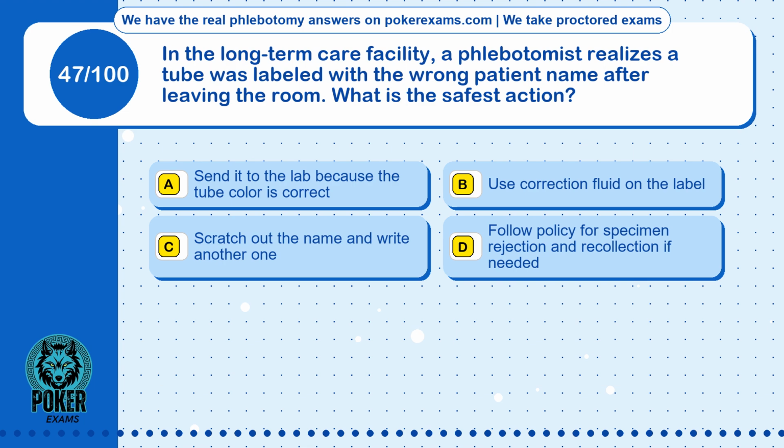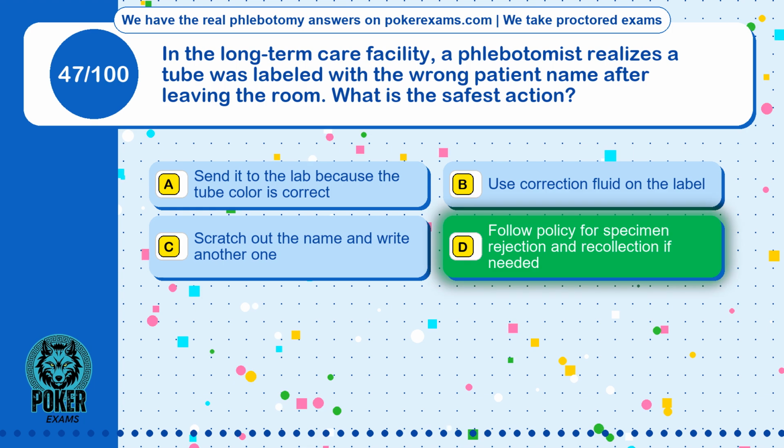Question 47. In the long-term care facility, a phlebotomist realizes a tube was labeled with the wrong patient name after leaving the room. What is the safest action? Option A. Send it to the lab because the tube color is correct. Option B. Use correction fluid on the label. Option C. Scratch out the name and write another one. Option D. Follow policy for specimen rejection and recollection if needed.